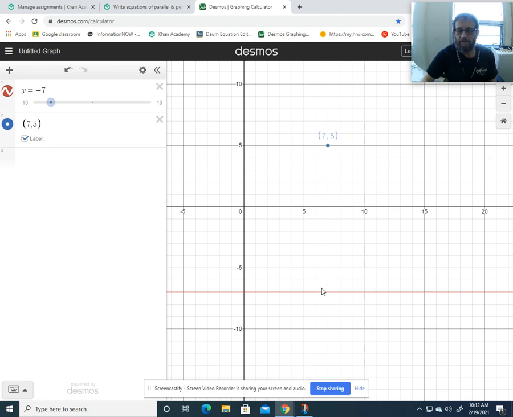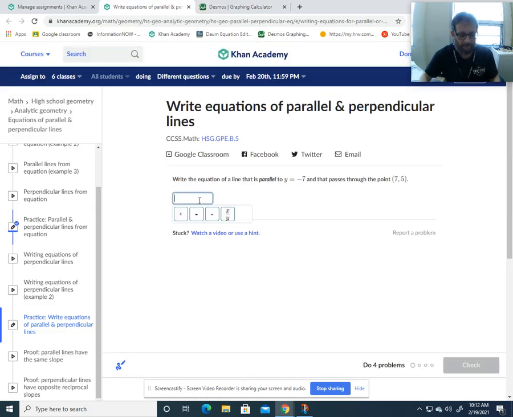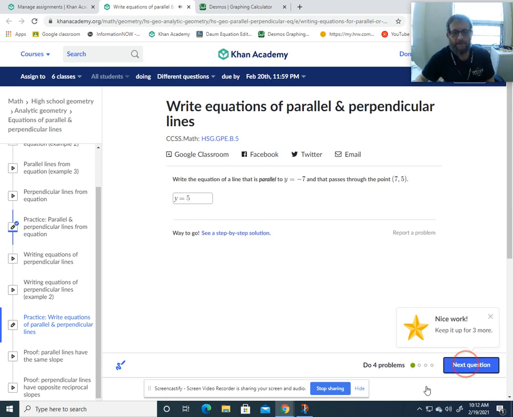Now, parallel means it has the same slope. This means this will also be a flat line. Well, what's the equation of the line that will go through there? Well, it's got to have the same y value all the way across. So that clearly has to be y equals 5. That one was straightforward. I don't know what the rest of these are going to be like, but that one's pretty straightforward. Y equals 5. We'll see how complicated they get here in just a minute.